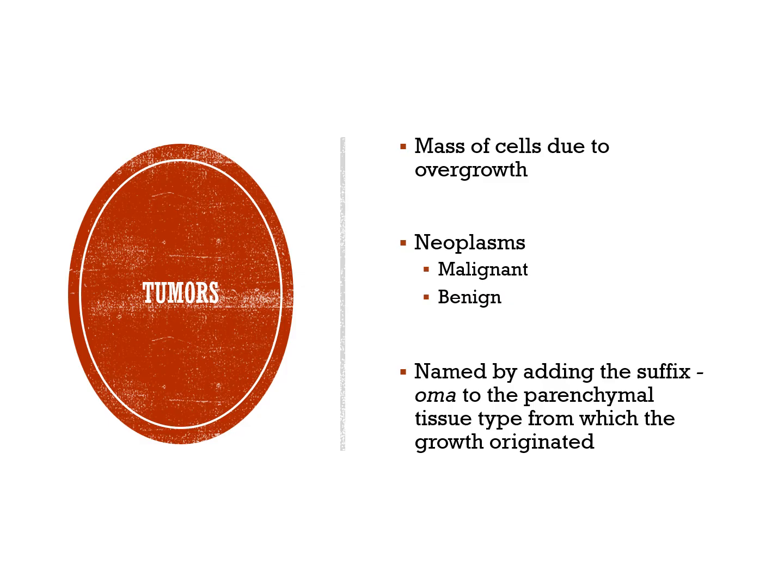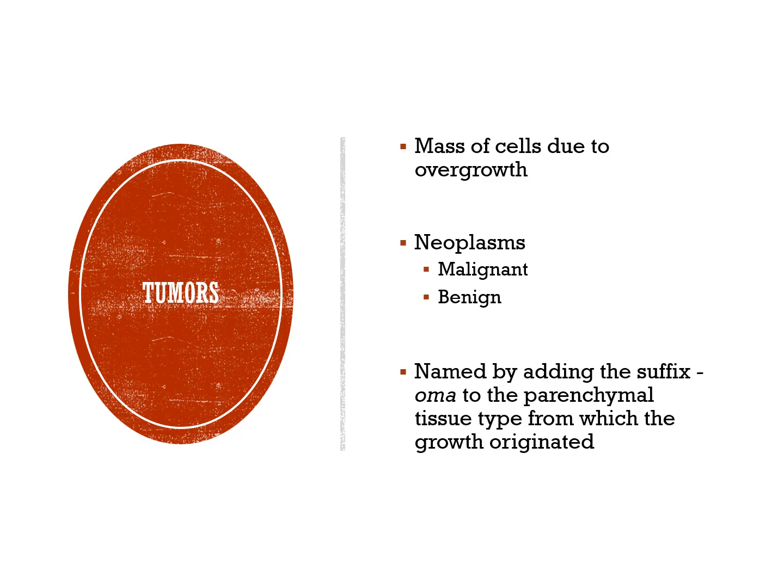So, unlike in normal cellular adaptive processes, like we talked about earlier, things like hypertrophy, hyperplasia, neoplasms do not obey the same laws of that normal cell growth. They serve no useful purpose. They're not occurring in any response to an appropriate stimuli, and they continue to grow, often at the expense of the host. So tumors are a mass of cells due to overgrowth.